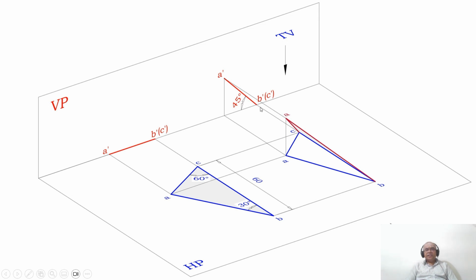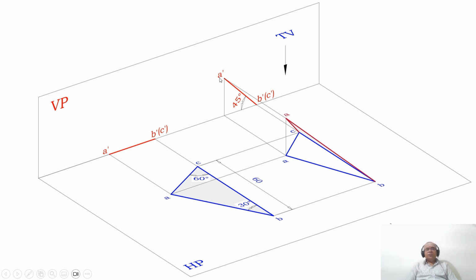We know that B dash C dash is on the XY line, that is, on HP. So you draw a vertical projector from here, and similarly you draw a horizontal projector from B, and also a horizontal projector from C. These lines will intersect at this point and this point. You mark that point as B and this point as C. Then draw a vertical projector from here and a horizontal projector from here. That is this line and this line. You mark this point as A.